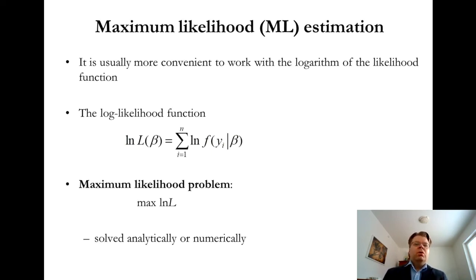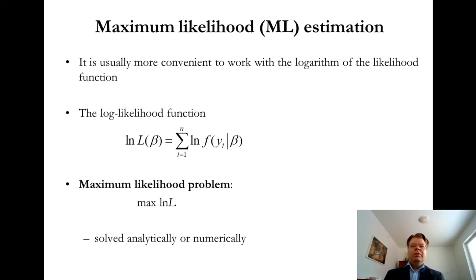Typically, we find it more convenient to work with the so-called log likelihood function. We take a natural logarithm of the likelihood function, and in this sense we don't need to work with the product of the density functions, but rather we can take a sum of the logarithms of the density functions. That is typically just for the sake of convenience that we work with a sum rather than a product, and especially when we do some numerical optimization, this sum of the logarithms is much more convenient than taking a product.